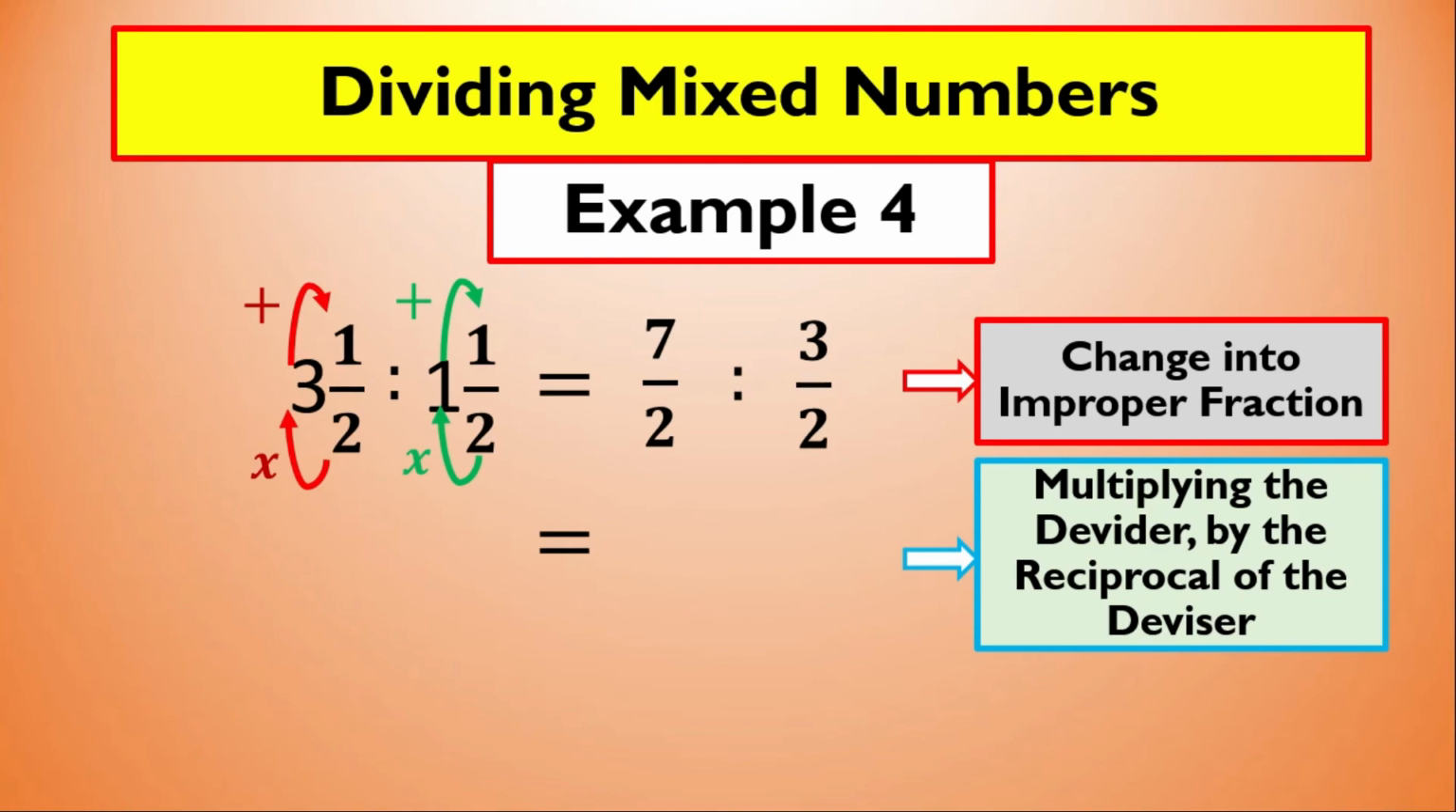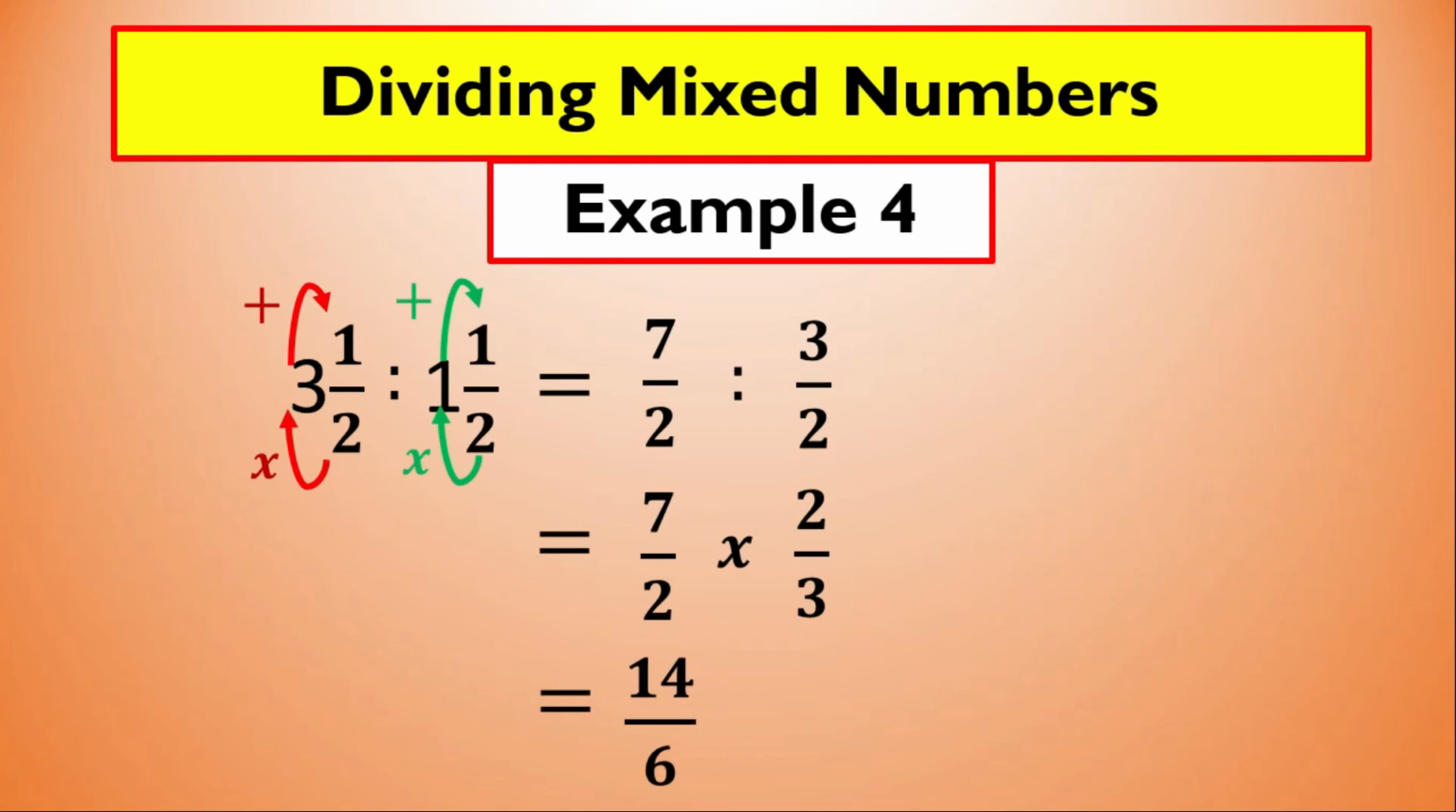And then continue by multiplying the dividend by the reciprocal of the divisor. 7 over 2 times 2 over 3. We got 14 over 6. Change into the simplest form, 2 and 2 over 6. We can get the simplest form again, 2 and a third.